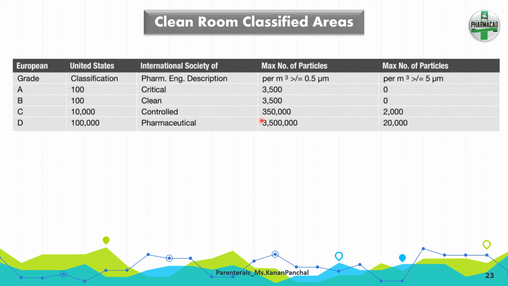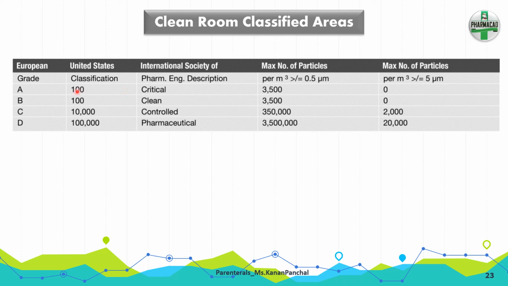Now the numbers are based on the maximum allowed number of airborne particles in either cubic feet or cubic meter of particle size of 0.5 or 5 microns. The classification used in pharmaceutical practice normally ranges from class 100,000, which is grade D, used for material support areas, for storage, to class 100, which is grade A, and this is usually your aseptic areas. We discussed which steps are to be carried out in aseptic areas.